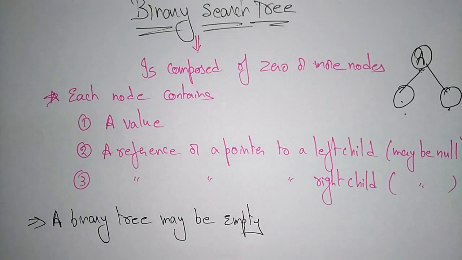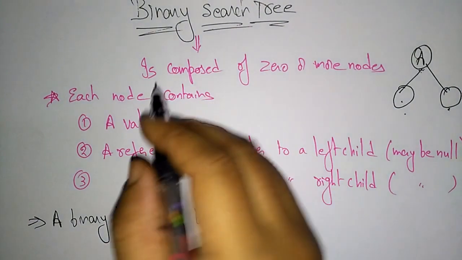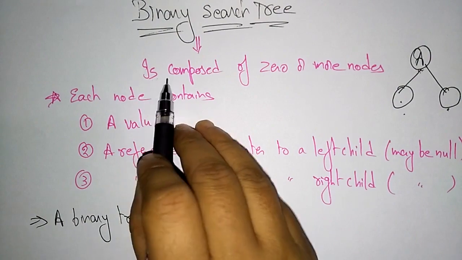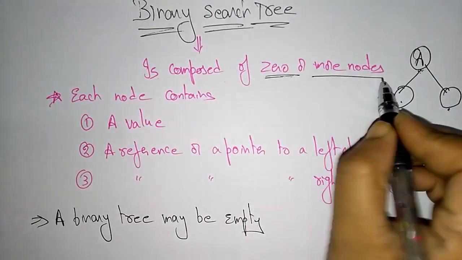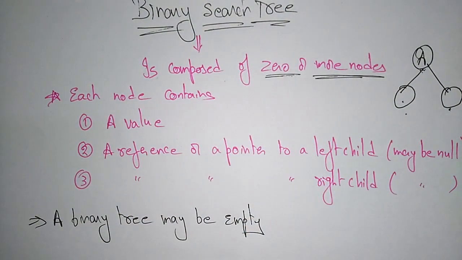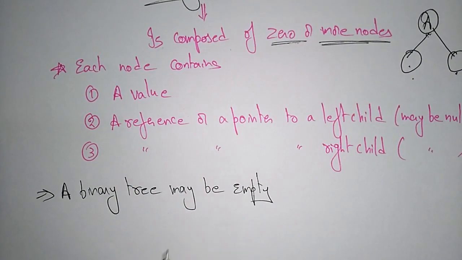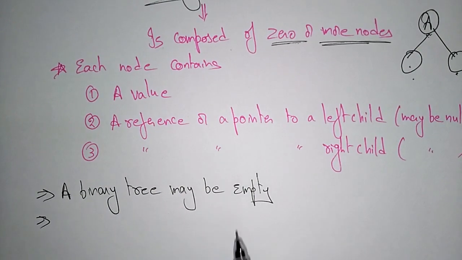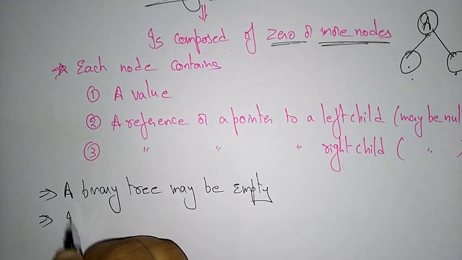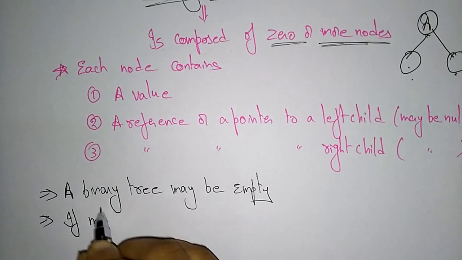A binary tree can be constructed. In the starting I already said a binary search tree is composed of 0 or more nodes. So that's why a binary tree may be empty. If non-empty, it has some root node. Suppose a binary tree has some nodes. The starting node you call a root node.